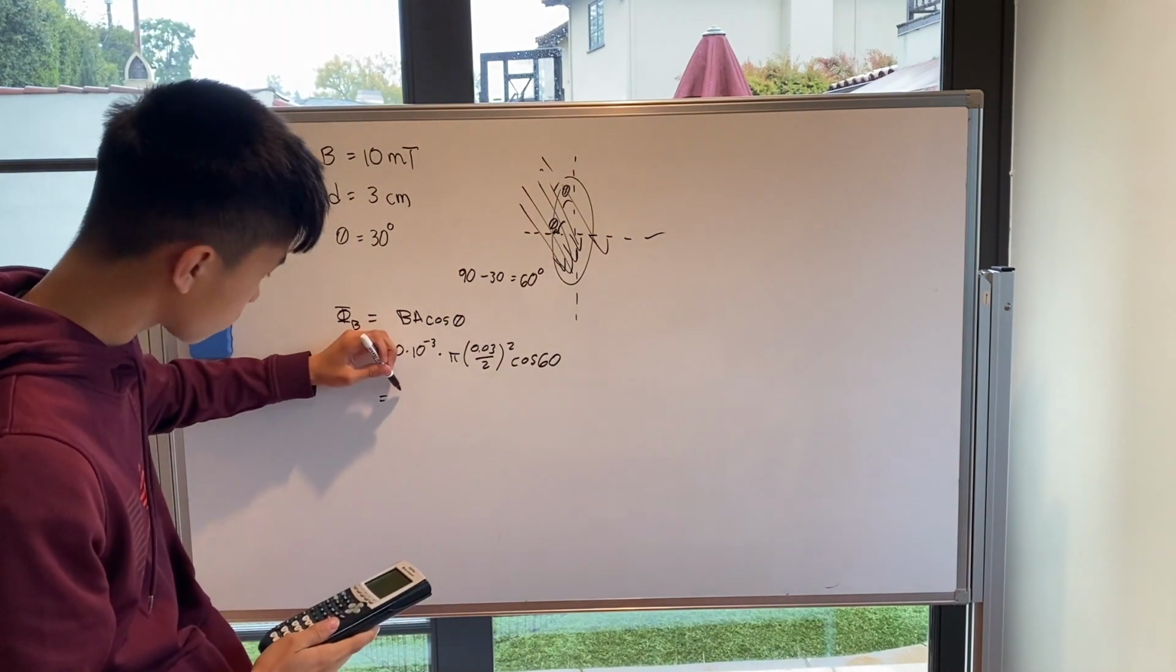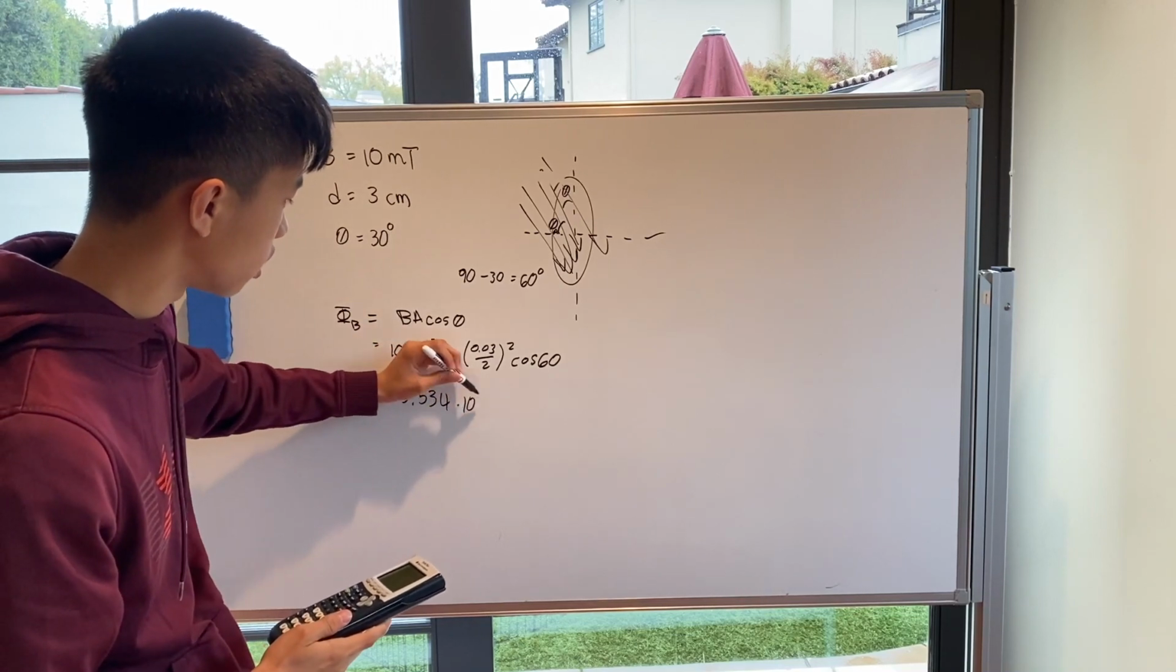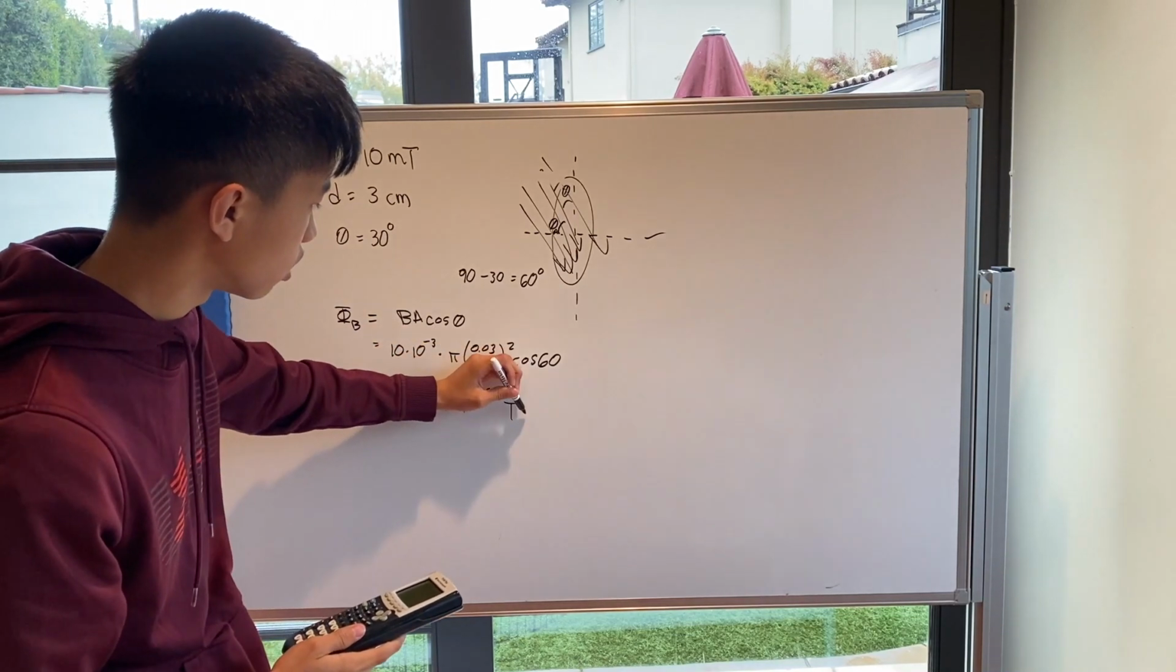And we get 3.534 times 10 to the negative 6 Tesla meter squared.